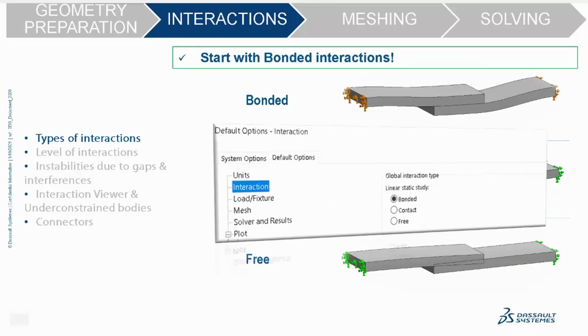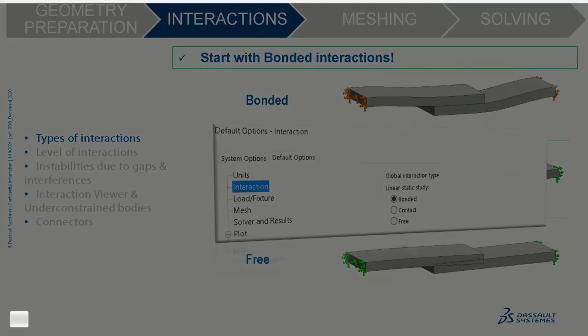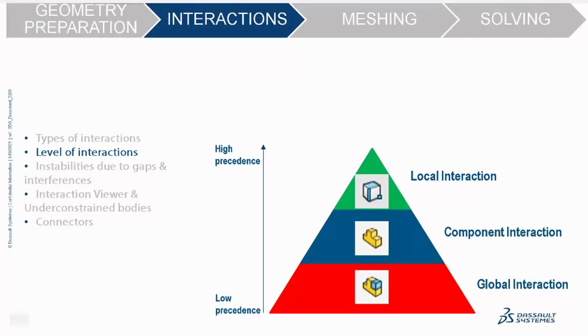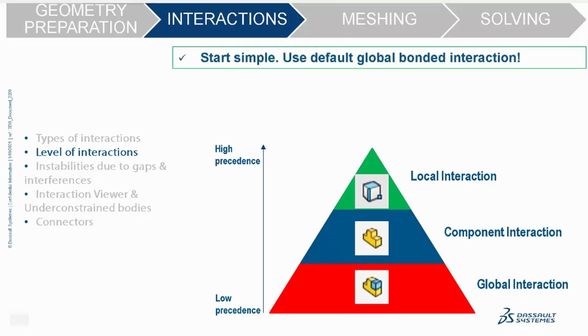Hence, if you are dealing with an assembly simulation, then we strongly recommend you to start with the bonded interactions. Level of interactions. We know that the interactions can be specified at global level, component level, and local levels. If you are in an assembly context, then you can start with a simple scenario by specifying bonded interaction at the global level. If required, you can add the complexities. This can help you to get the first pass results quickly.